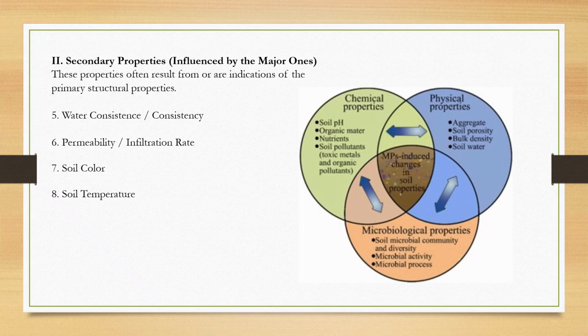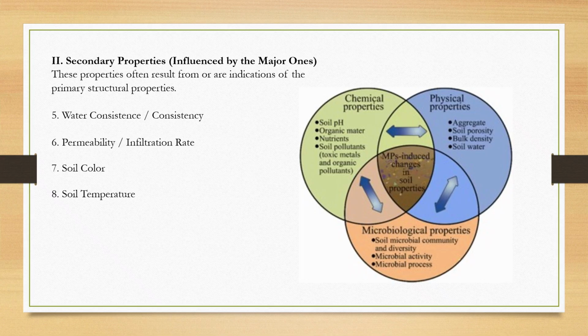The fifth property from the secondary properties is soil consistency. It means the soil's resistance to deformation or rupture. It is typically described at different moisture levels. For example, sticky in wet condition, friable in moist condition, and hard in dry condition. So it determines how easily the soil can be worked in tillage and the effort required for roots to grow.